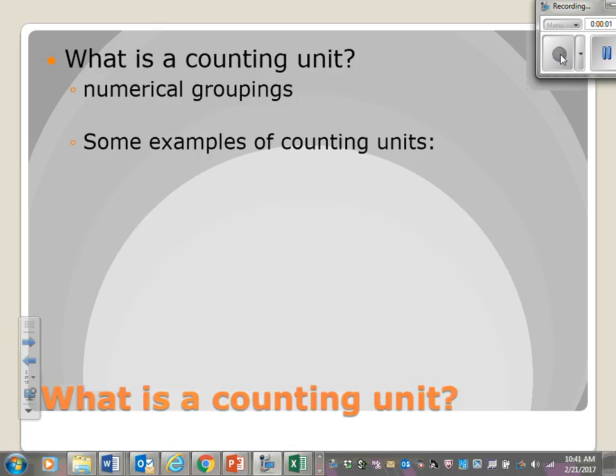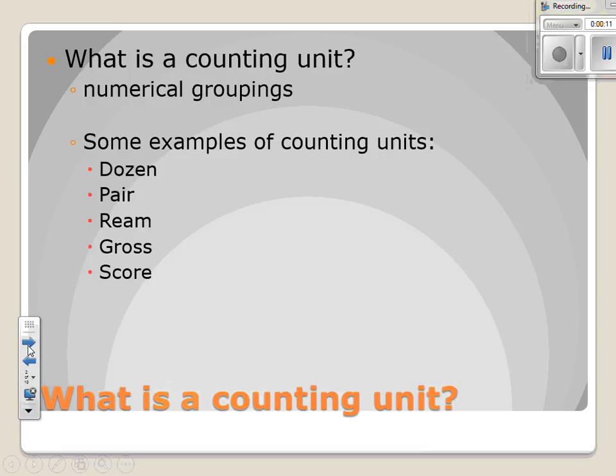What is a counting unit? It's a numerical grouping, and we use them in everyday life. Some examples of them happen to be the dozen. We know how much is a dozen, right? 12. How much is in a pair?